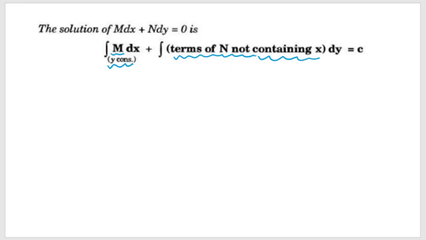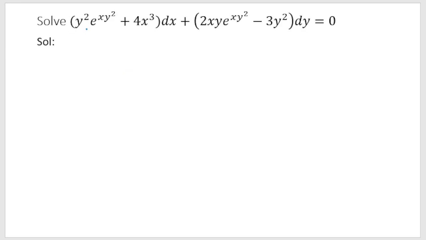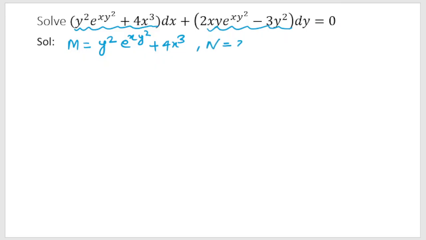To make more sense of it, let us take this example. As you can clearly see, this expression is M dx and this is N dy is equal to 0. So first of all, let us write M and N separately. Here M is y square e to the power xy square plus 4x cube, and what is N? N here is 2xy e to the power xy square minus 3y square.